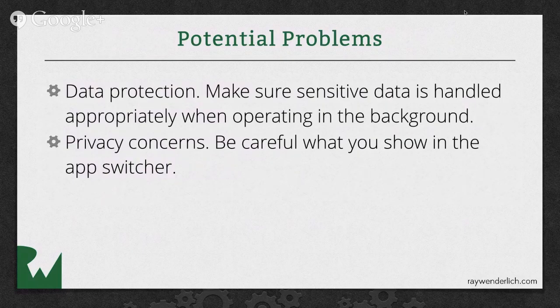Okay, so we've gone through all three of the multitasking APIs in iOS 7. Of course, it's not as simple as that. There are some potential problems. You have to make sure that sensitive data is handled appropriately when operating in the background. There are also some concerns with regards to privacy. So if you have any banking app or the PayPal app, like Bank of America, or as I said, the PayPal app, if you double tap the home button, you'll see that the snapshot is blurred. So all of the finance and banking apps have that snapshot blurred.